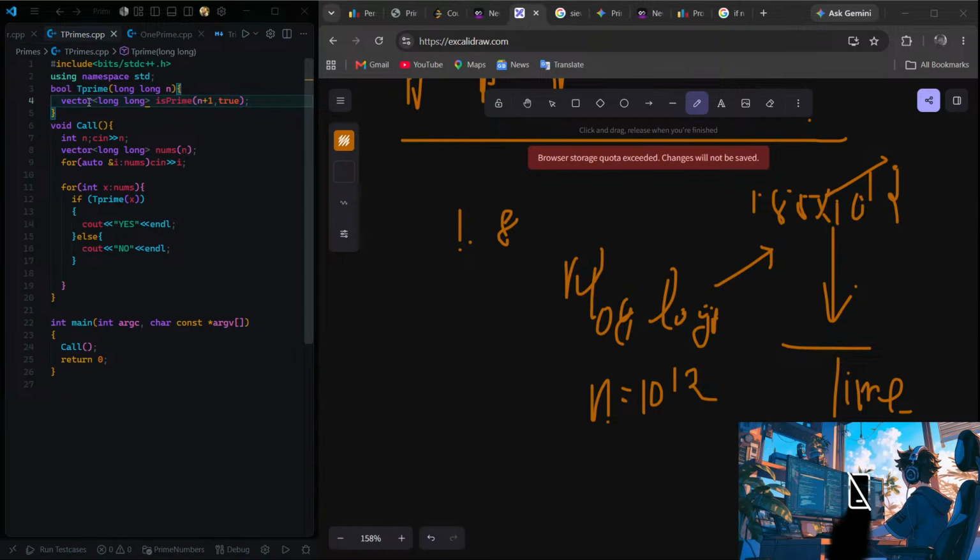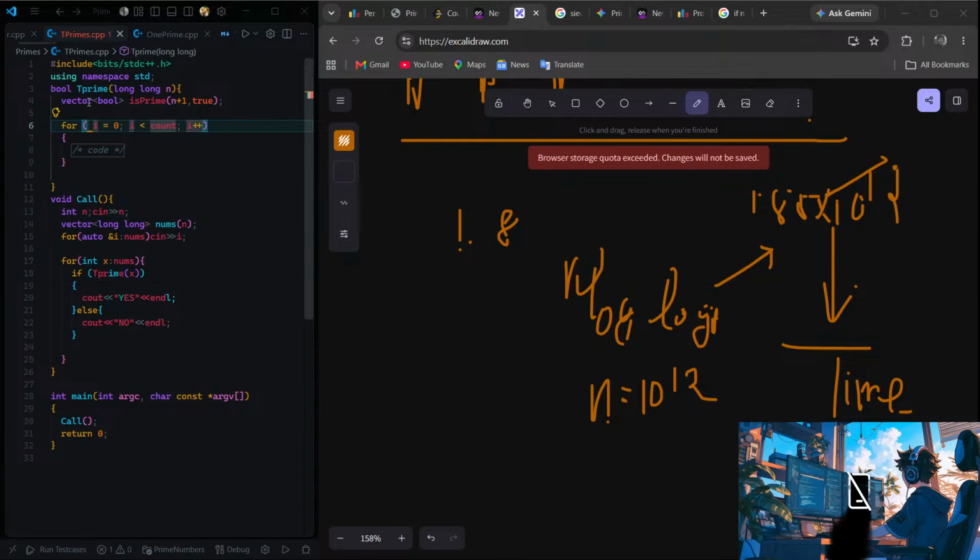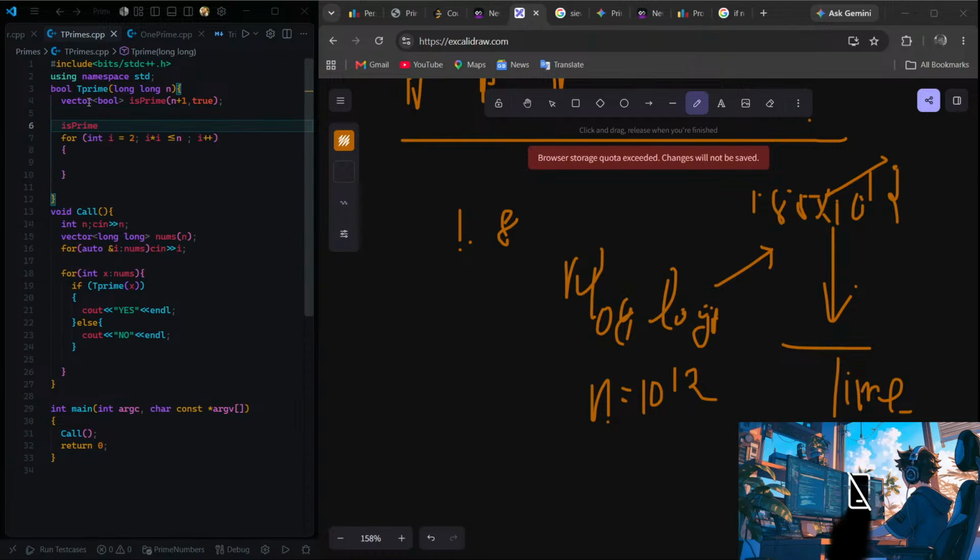First I will create, or basically I have to write bool here where I will create that much size, and then int i is equal to 2, and I will go till under root n. After that I will mark is prime 0 and is prime 1 as false.